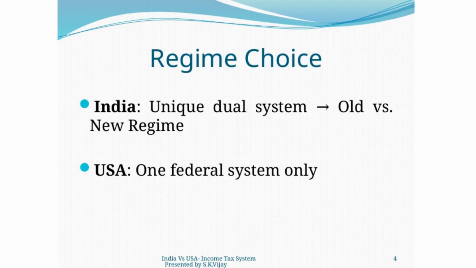When we compare India and the USA in terms of their income tax systems, we see these fundamental differences in their regime choices. India's dual approach offers a layered and adaptable framework, while the US's single federal system emphasizes consistency and straightforwardness. This comparison really highlights how regime choice shapes the overall approach to income taxation in each country, fitting into the broader theme of how different nations design their tax systems to meet their unique needs.